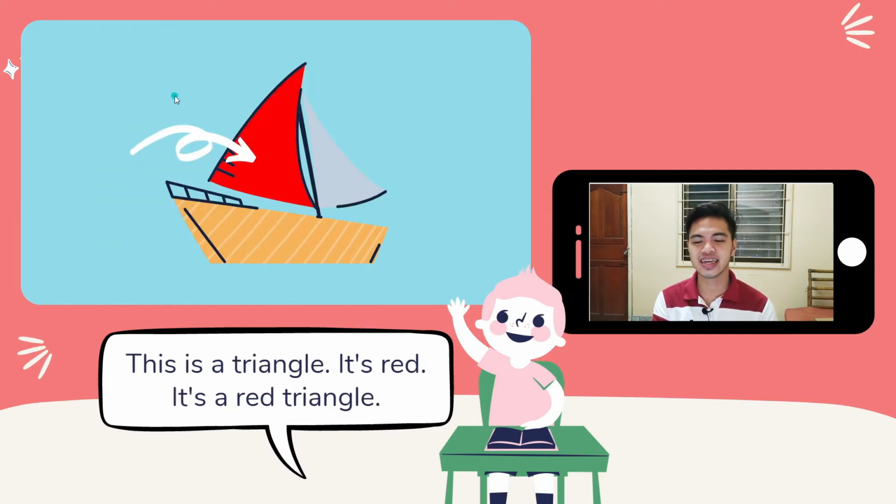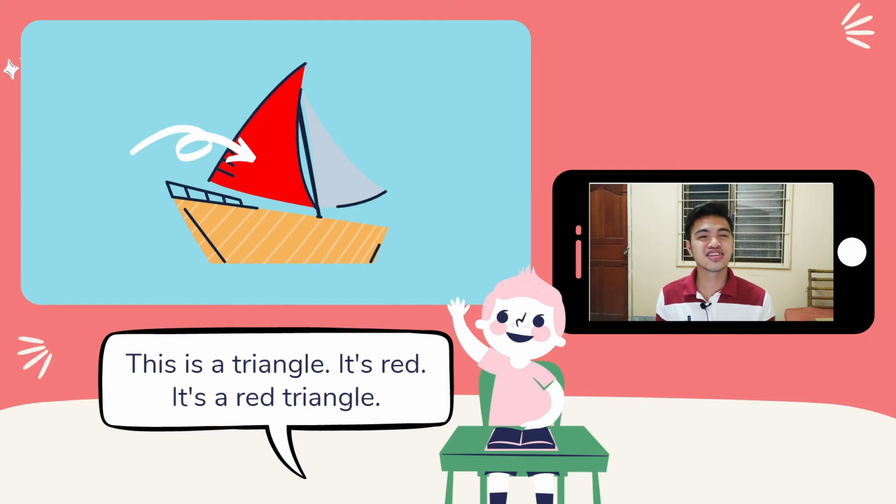So let's go to the next one. This is a triangle. It's red. It's a red triangle. Okay. Now, we can make our own sentences with the following words that are related to shape.